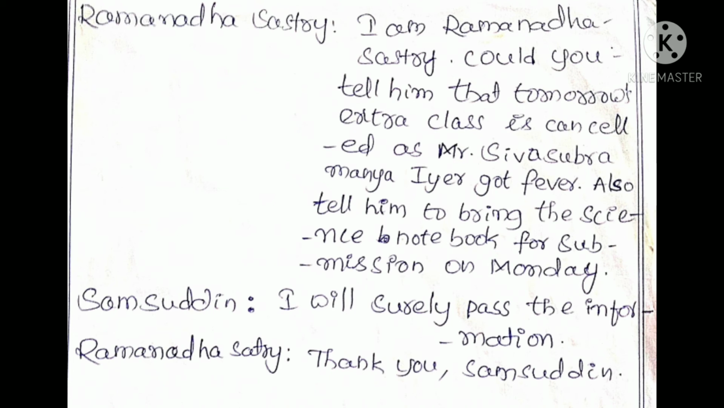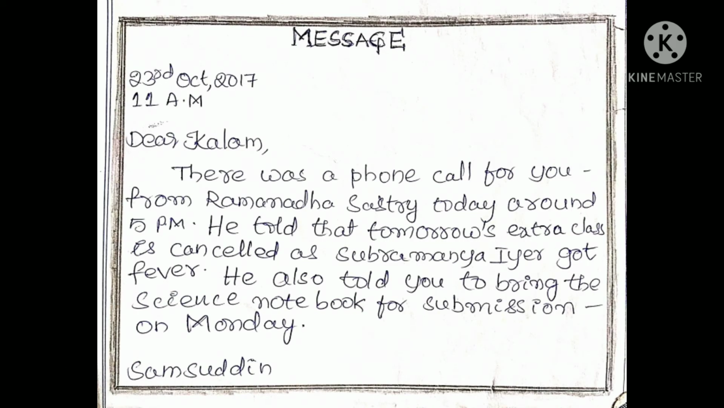Here Ramanatha Shastri called, but Kalam missed the information or message. But Samsuddin received the phone call. Now Samsuddin is going to pass the message. Let us see the answer. At the top of the box, the word MESSAGE is written in capital letters. On the left side, the date is mentioned and the time is also mentioned. Later, the salutation, dear Kalam. Actually, the message is to Kalam. That's why Kalam's name is mentioned.